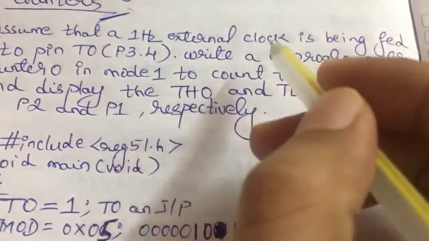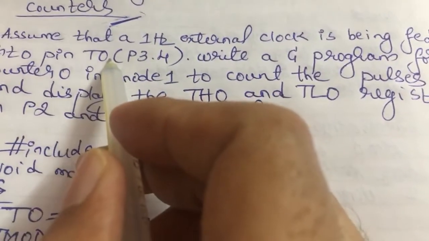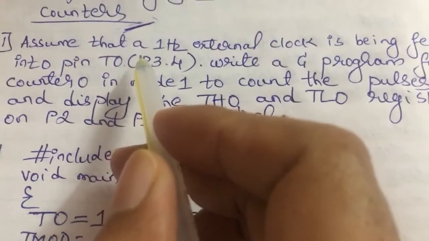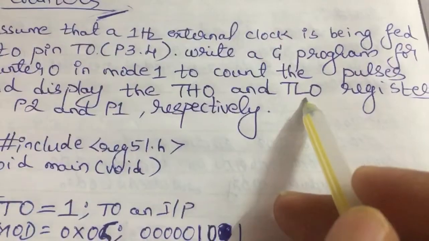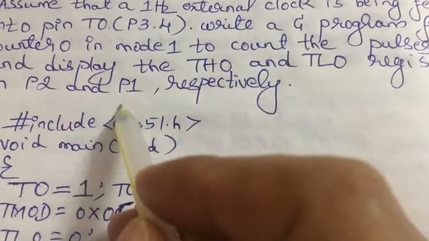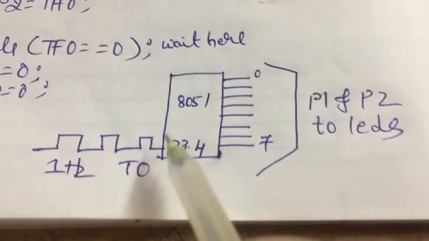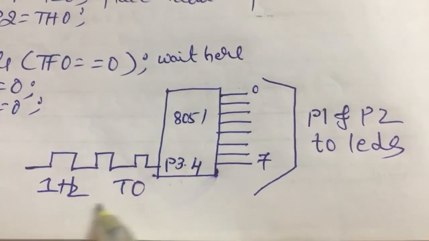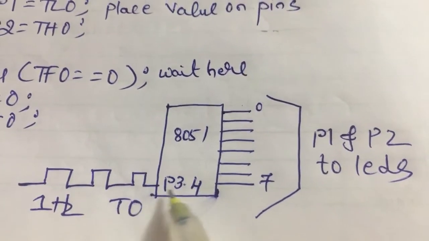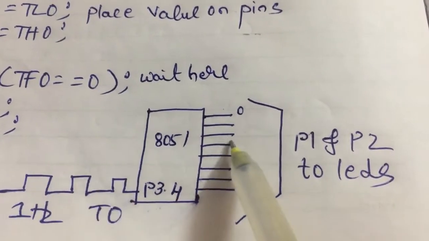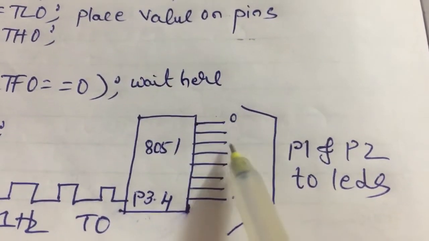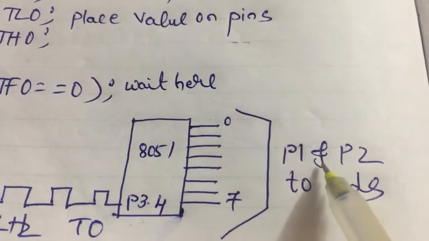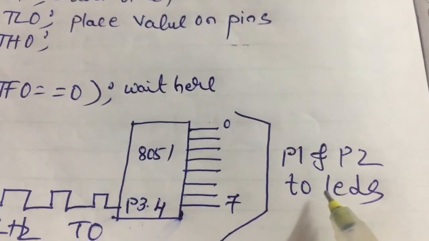The meaning of this whole statement is that there is a signal coming from T0. We need to calculate the total number of clock pulses. Those clock pulses are fed to TH0 and TL0, and the values are given on P2 and P1 respectively. Here I have drawn the diagram for that. There is a 1 kilohertz square wave coming from P3.4. These are to be fed onto TH0 and TL0 of the timer, and that is to be given to the P1 and P2 ports to the LEDs.